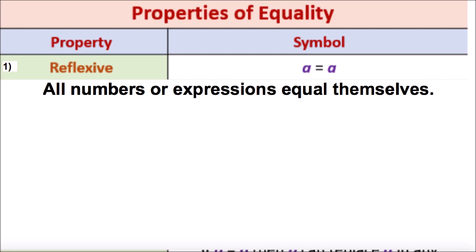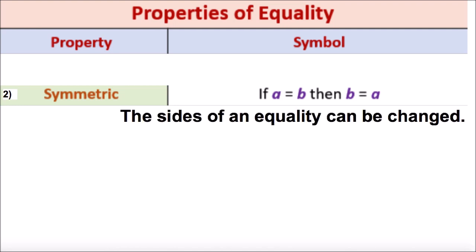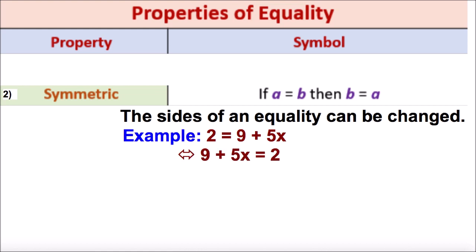Now, another property of equality we haven't discussed yet is the reflexive property, which is quite simple. A equals A. All numbers or expressions equal themselves. For example, x plus 5 equals x plus 5. Then we have symmetric. If A equals B, then B equals A. The sides of an equality can be changed. For example, 2 equals 9 plus 5x is equivalent to saying 9 plus 5x equals 2.